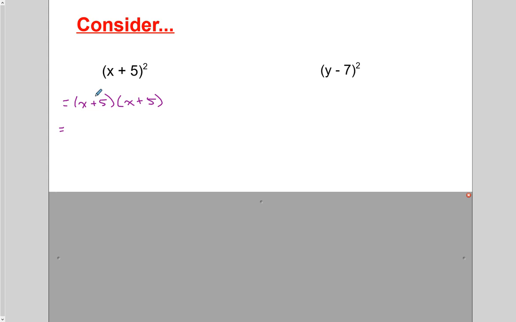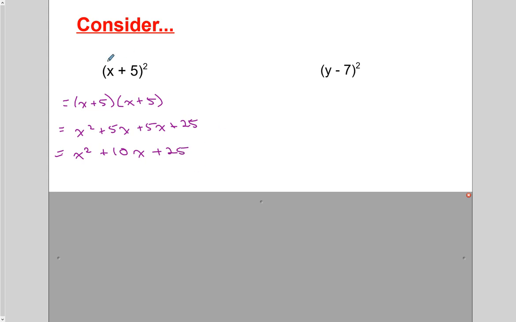Okay, let's multiply that out. x times x is x squared. x times 5 is 5x. 5 times x is 5x. 5 times 5 is 25. So let's simplify by collecting our like terms. We've got x squared plus 10x plus 25.